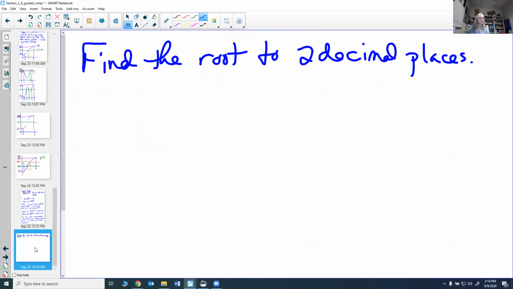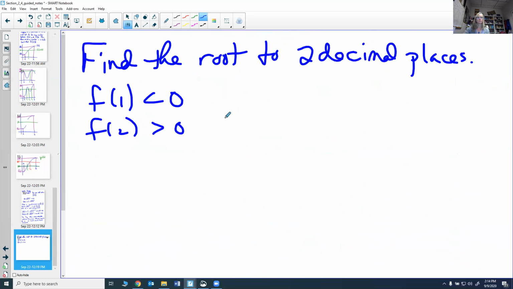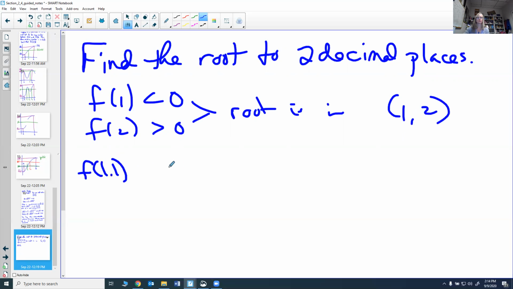All right, one last thing we can do with that is, now that we know there is a root, let's find it. So let's find that root to, let's say, 2 decimal places. We already know that f of 1 is less than 0 and f of 2 is greater than 0. So we know the root is in 1, 2. Not great, but at least we got that much. We don't know exactly what, but we know it's somewhere between 1 and 2. So let's see if we can get a little bit closer.